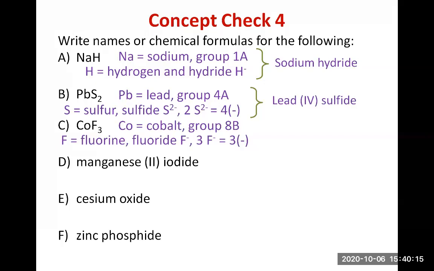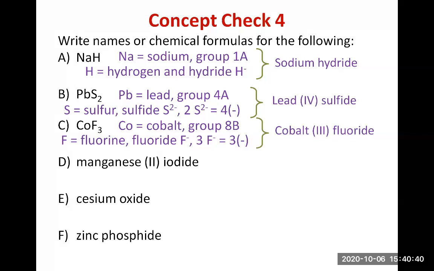So 3 fluoride bring 3 negative charges in this formula. So those 3 negative charges will have to be cancelled by the cobalt, and there is only 1 cobalt. So that cobalt will have to carry 3 positive charges. So we need to show that in the name by saying that it's cobalt 3 fluoride.